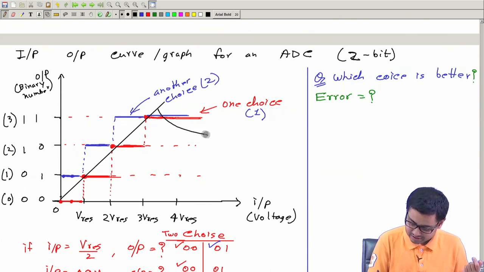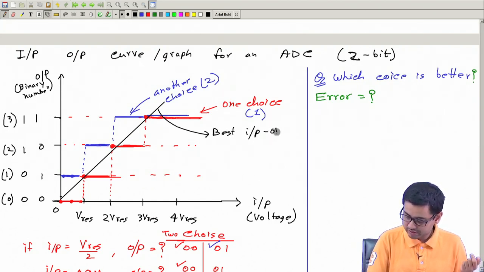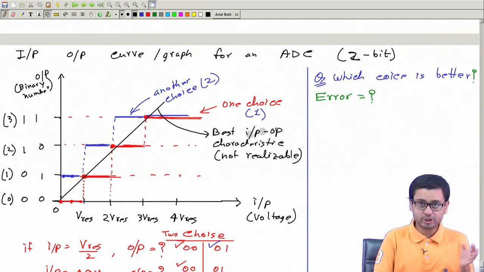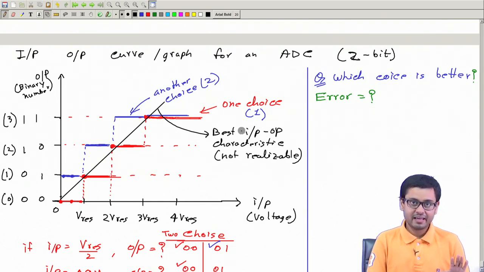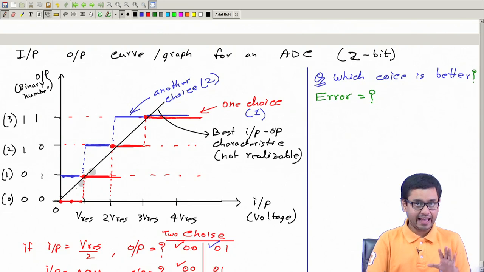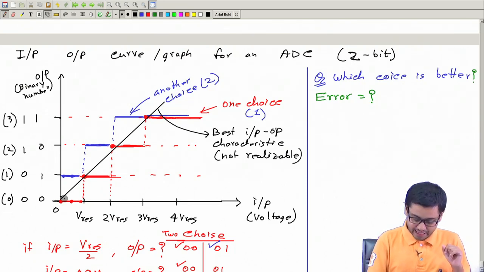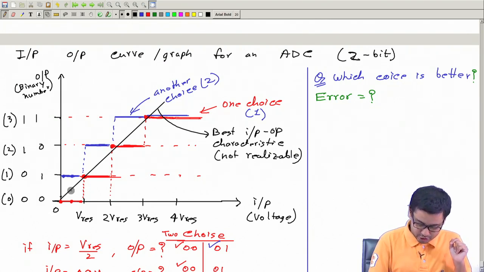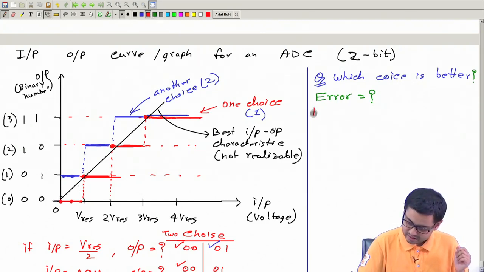So, this is the best input output characteristic, but not realizable with a discrete output. But this is the best one. So, we would like to stick as close to this as possible, and if we deviate from this, that will be our error. For example, let us first consider the red curve.